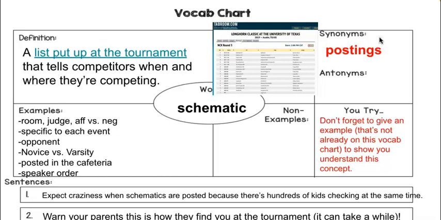And then for LD and policy, this is the moment you find out if you're AF or NEG. You don't know until the schematic goes up if you're AF or NEG. And remember, you will be AF and you will be NEG because you have 3 different rounds. So the schematics or the postings are specific to every single event. So there will be one for oratory, one for extemp, one for LD, one for policy. It also, for LD and policy, will tell you who your opponent is.